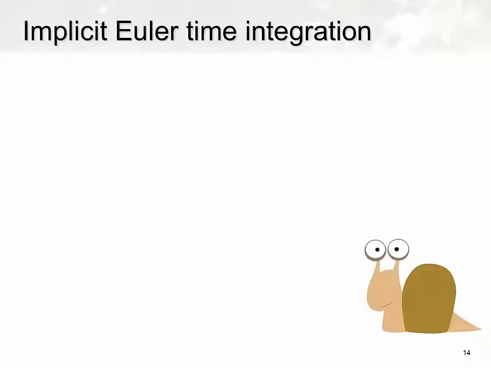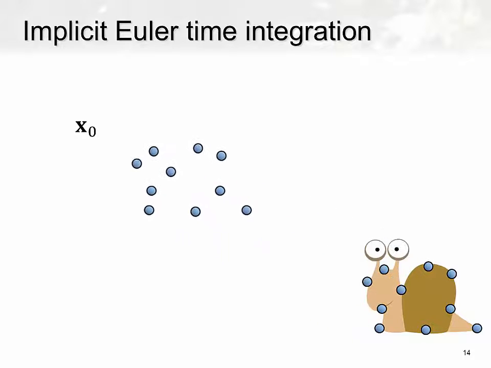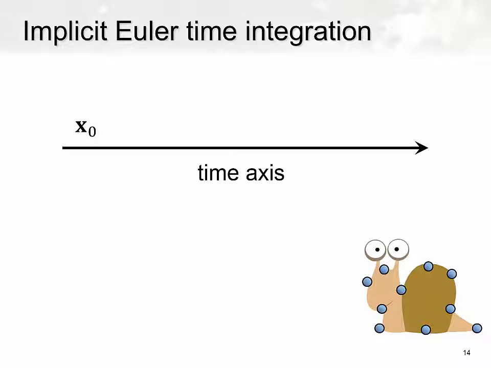So let me explain the basics of implicit Euler time integration. Let's assume we are simulating Mr. Snail. We discretize it using mass points, and we stack their coordinates into vector x0, which represents the initial state of our system. And we want to compute how the system will evolve in time. So we discretize the time axis using constant step size h. In interactive applications, this would ideally be equivalent to the frame rate, such as 30 milliseconds.